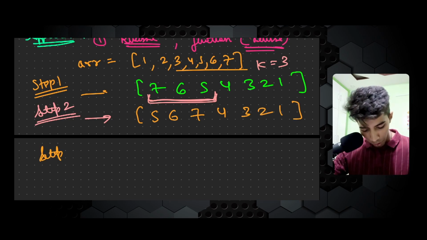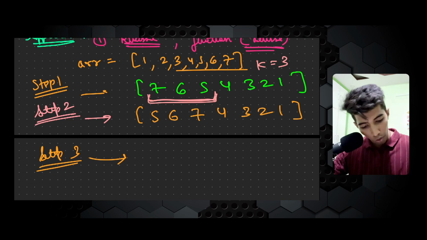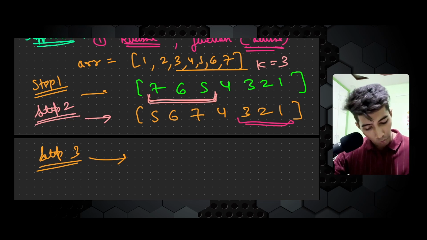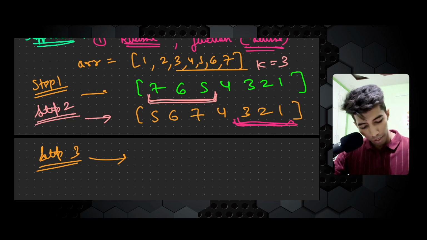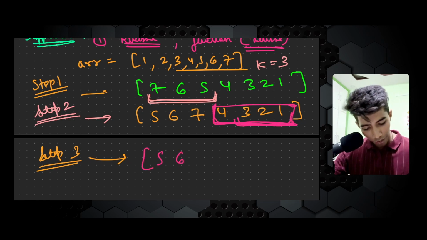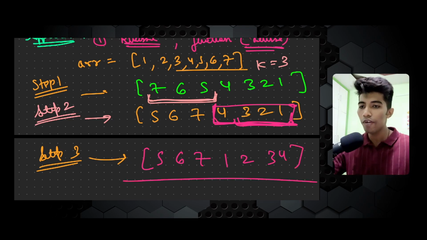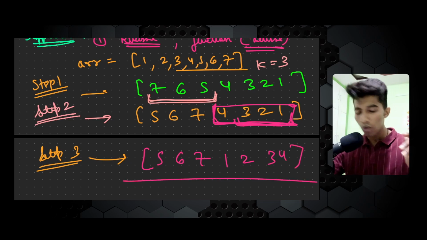Now in step 3, what will I do? I will reverse this remaining part. So this will look like 5, 6, 7, 1, 2, 3 and 4. Very well played. So we have figured out the way. This is the output. Okay, so now how will we do it?